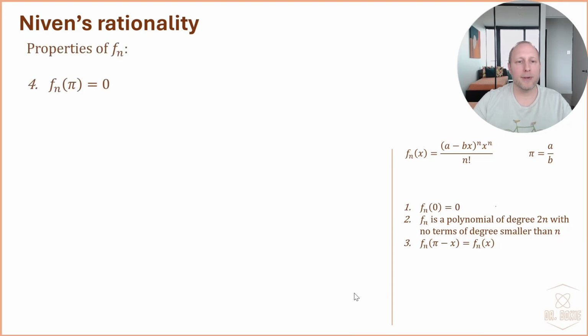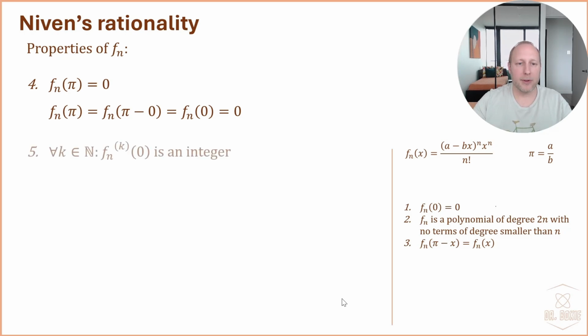The fourth property is that fn of pi is 0. This is easy to see with what we already have now. Fn of pi is, of course, the same thing as fn of pi minus 0. And according to property 3, this is the same as fn of 0, which according to property 1 is 0. So that proves the fourth property.